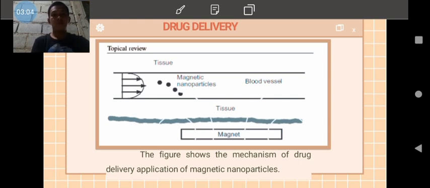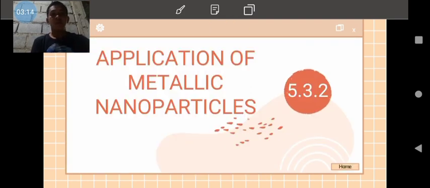Next, topical review. The figure shows the mechanism of drug delivery application of magnetic nanoparticles. To further understand the application of nanoparticles and cell separations, I have a video here.